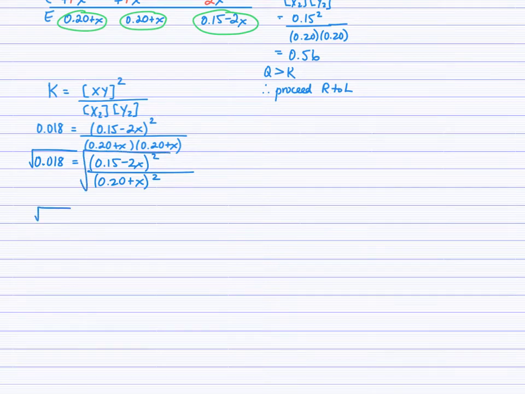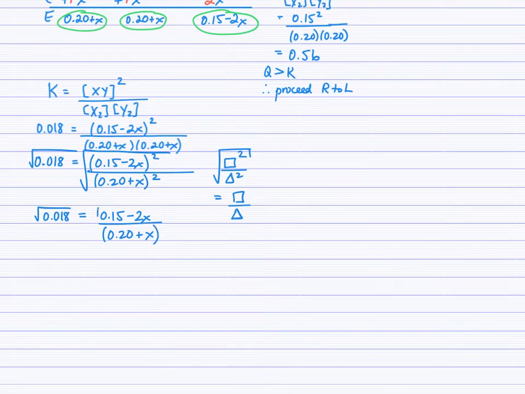And in doing so, we'll have here the square root of 0.018. I don't recommend you pull out your calculator until the very end. And then we take the square root of, just the same way that the square root of box squared over triangle squared would just be box over triangle. So that's what we're doing. The square root of all of that on the right side is going to be 0.15 minus 2x over 0.20 plus x. Now, why was that so helpful? Well, it's eliminated the quadratic nature of this equation. And so we won't need to solve a quadratic, it's just a linear equation.